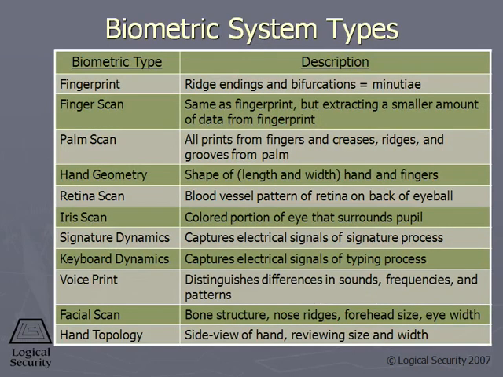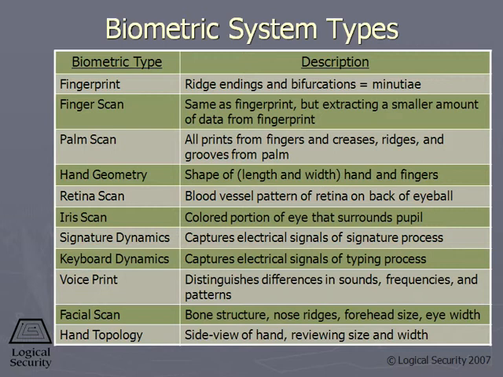So we talked about a few of the biometric types that are used in the industry. There's fingerprint and finger scan. Now, what's the difference between a fingerprint and a finger scan? Well, a fingerprint device will actually gather much more data on your finger. A finger scan will gather a fewer amount of points.